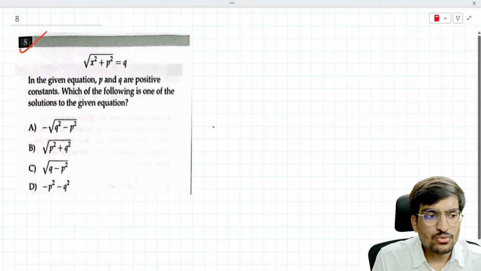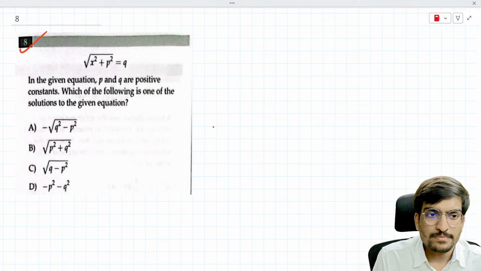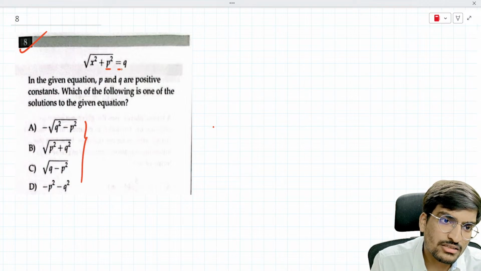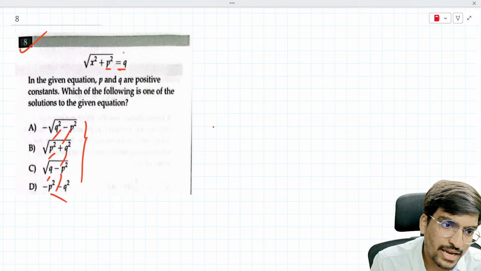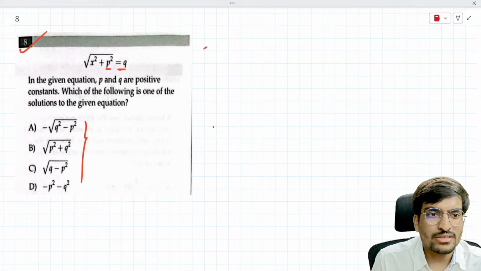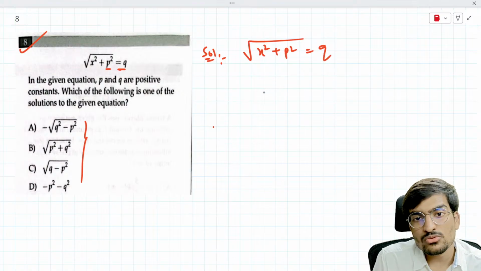Root x square plus p square equals q. In the given equation, p and q are positive constants. Which of the following is one of the solutions to the given equation? So you need to understand from the options that only p and q are there. There is no x term, which means we need to find the value of x indirectly. So how to get the value of x? Here solving it is easy by watching the options to understand what we need to get.